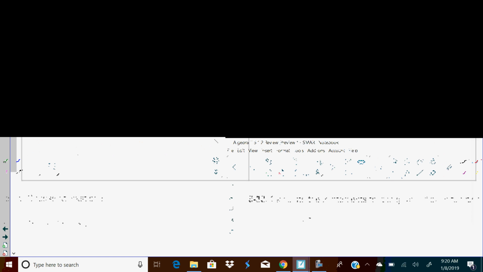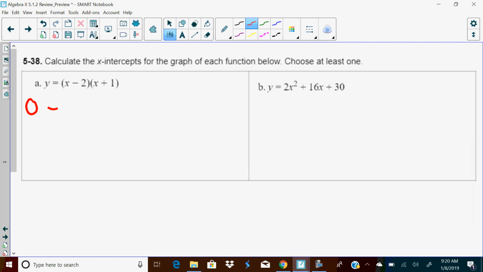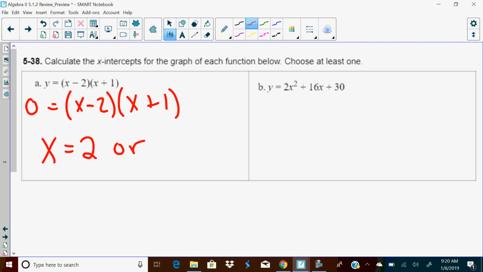Problem 38, calculate the x-intercepts. To find x-intercepts, you replace y with 0. So 0 is going to equal x minus 2 times x plus 1. So use the zero product property. So x is going to equal 2 or -1. So the intercepts are 2, 0, and negative 1, 0.